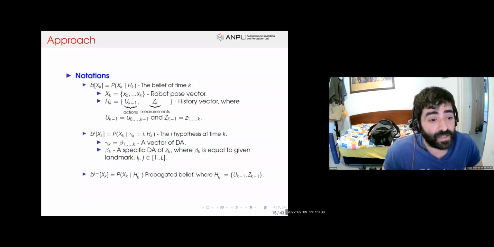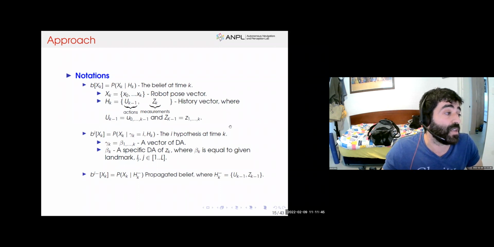B^i of x_k, in the case DA is not resolved, denotes the i-th hypothesis at time k, which is what is mentioned here, where gamma is a vector of data associations. Each data association is denoted by beta, and each data association can be associated to a specific landmark in our surroundings from the total of L landmarks we have. And the belief minus is only to denote the propagated belief, which I mean is without the last obtained measurement.